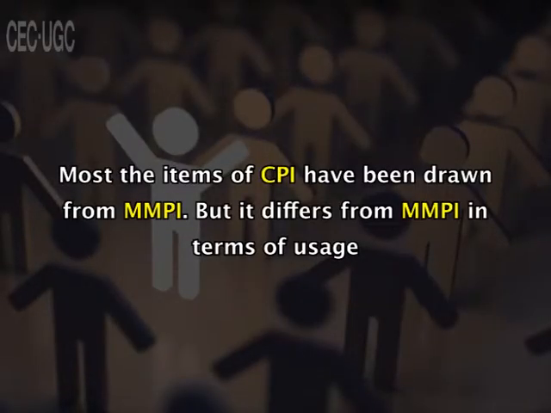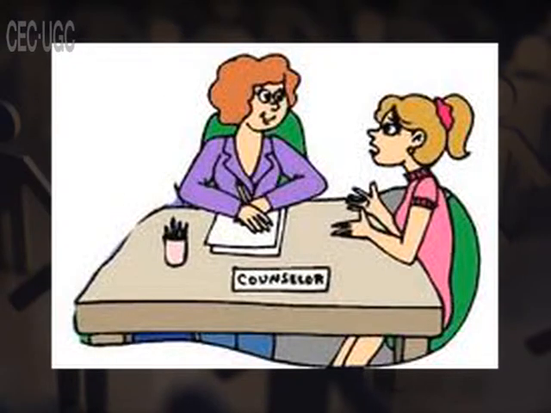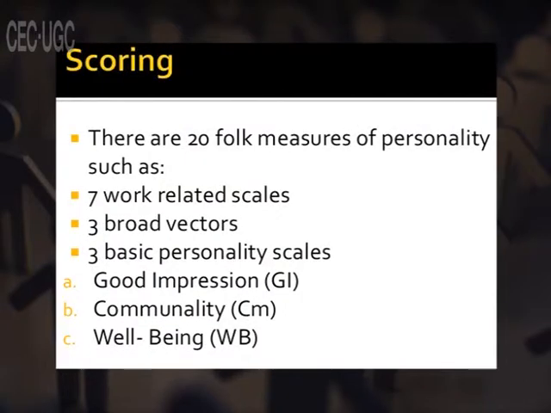Most of the items of CPI have been drawn from MMPI, but it differs from MMPI in terms of usage. It is specifically used for assessing personalities of normal adult persons, whereas MMPI assesses only the personalities of abnormal persons. In the latest version of CPI, there are 20 scales on which scores are yielded.